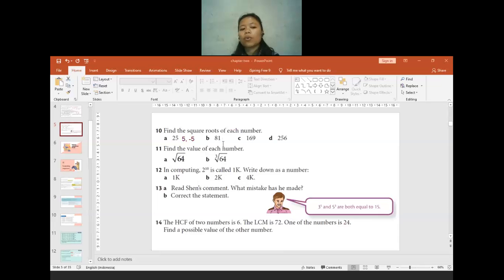Now for the 81, what is the square roots of 81? 9 and negative 9. And then for the square roots of 169, how many will it be? It will be 13 and negative 13. For 256, how many will it be? 16 and negative 16. Is there anyone still having questions or difficulties?